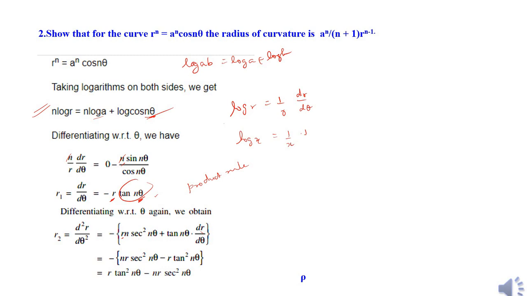When you differentiate with respect to theta, you get d r by d theta. Substitute the dr by d theta value as minus r tan n theta, so you get tan n theta minus r tan square n theta from the previous step, and you get the next one.